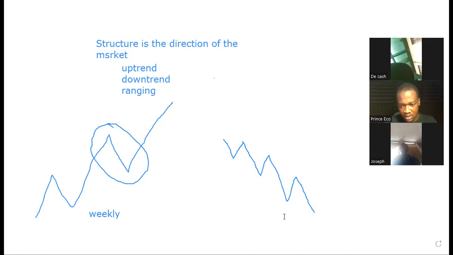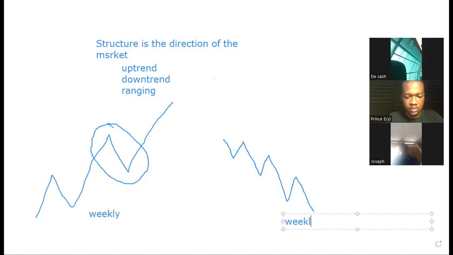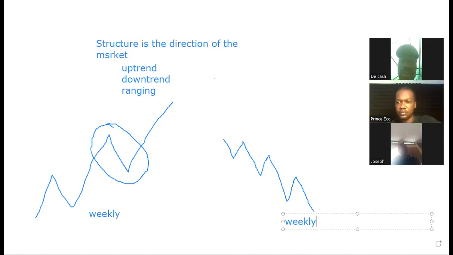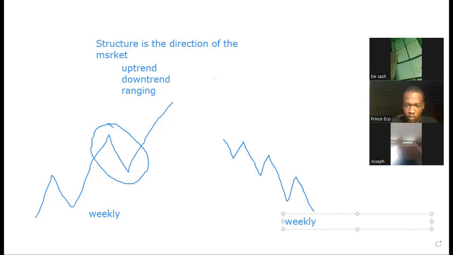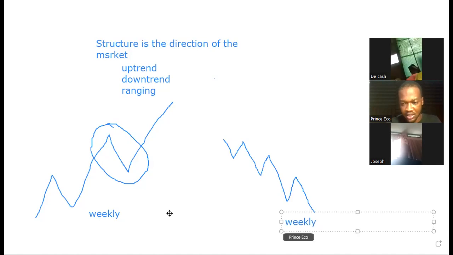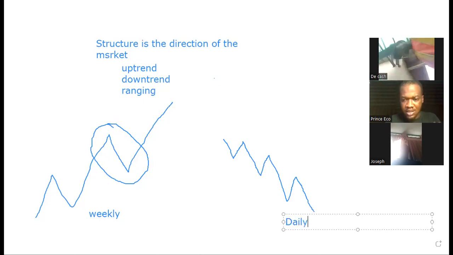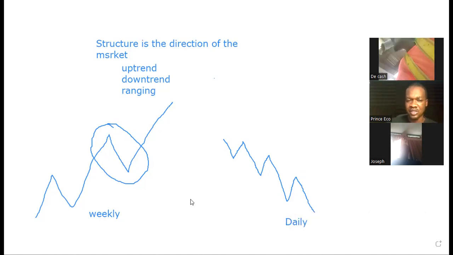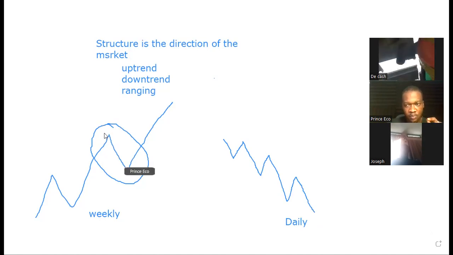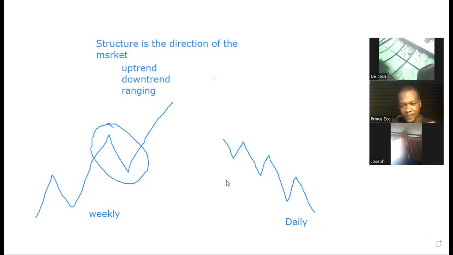Let me indicate it here, weekly. We'll take this as the weekly now. So what happens is, on the daily, we'll see that the market is bearish simply because it is trying to sweep out liquidity at this point. It is creating something like this.